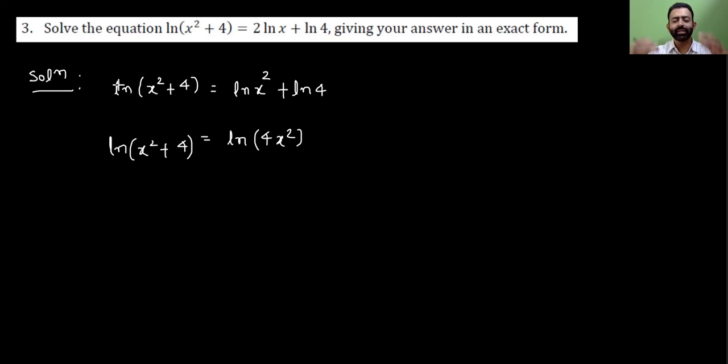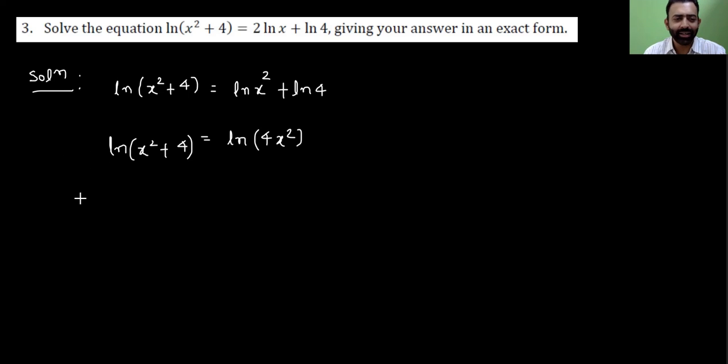Now I can cancel these logs from both the sides. This is not the right way to say, right? We cannot cancel log from both the sides. Okay, it is meaningless, right? We say that if log of a is equal to log of b, then both numbers a and b must be equal, right? It is not the correct way to say that let us cancel these logs from both the sides. No, we cannot do this.